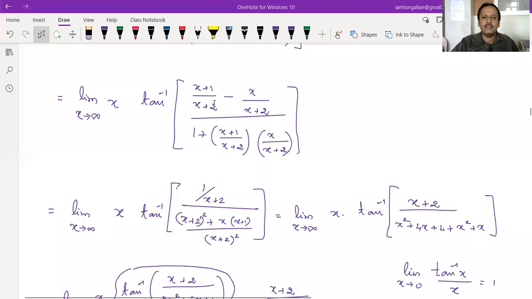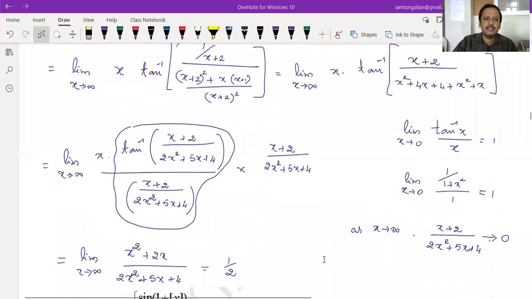Here you simplify. We have a common denominator here, x plus 2, so I just need to subtract the numerators. X plus 1 minus x, where x gets cancelled, 1 will remain. Here in the denominator, we have 1 plus (x plus 1) into x divided by (x plus 2) into (x plus 2), so (x plus 2) whole square. One of those (x plus 2) gets cancelled, the other (x plus 2) will go to the numerator. Then on simplification, you get x into tan inverse of (x plus 2) by (2x square plus 5x plus 4).